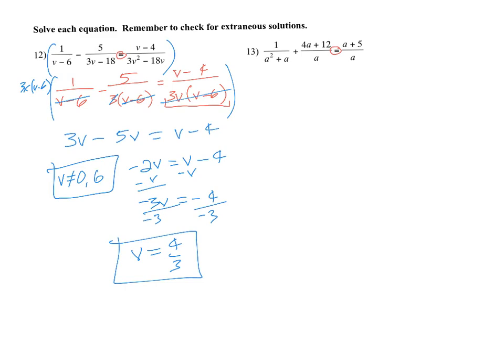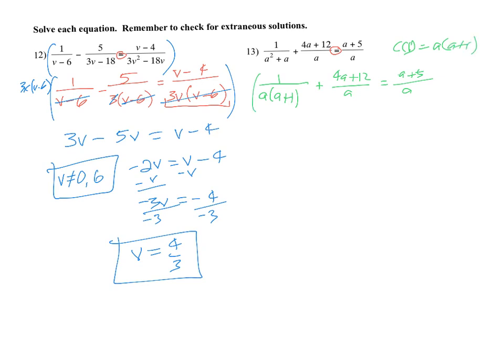This next one, again, we're going to factor the denominator. A squared plus a becomes a times a plus 1, plus 4a plus 12 over a, equals a plus 5 over a. Now what's the least common denominator? The LCD is equal to a times a plus 1.